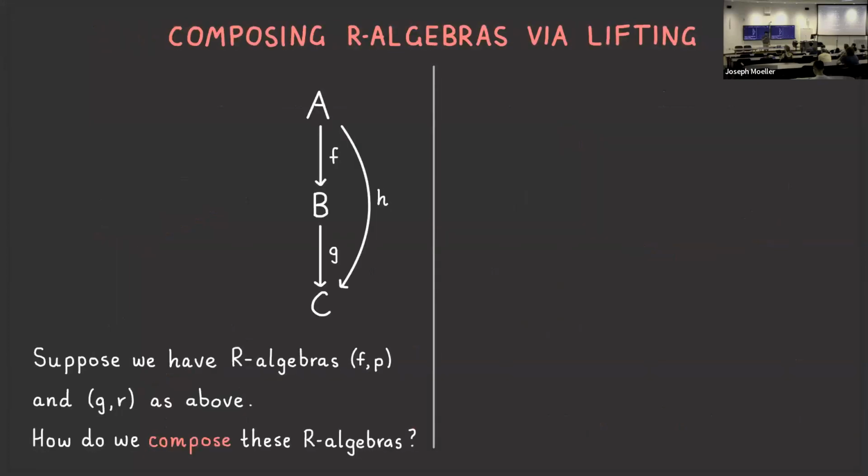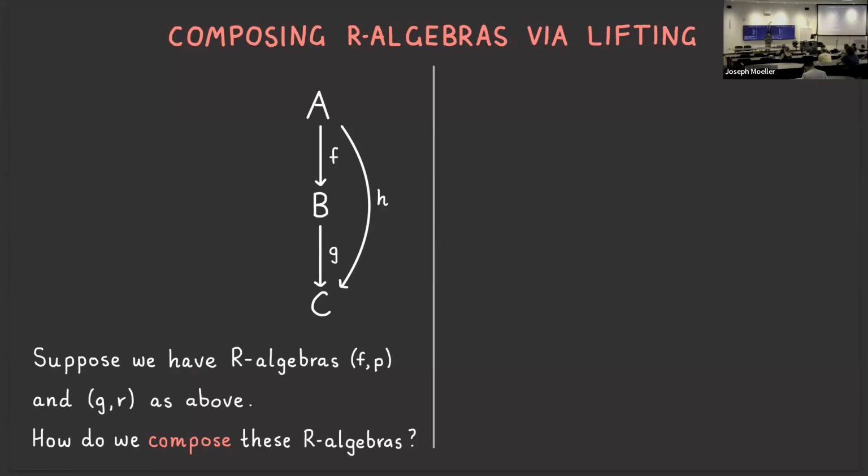Okay, so that's lifting. The last thing that we really expect of our factorisation system is that the classes are closed under composition. For an orthogonal factorisation system, this is automatic, and we can also get this from an algebraic weak factorisation system. So here I've got F and G, and they both have the structure of an R algebra. And we want to know, how can we compose the underlying morphisms and get an R algebra structure on the morphism H?